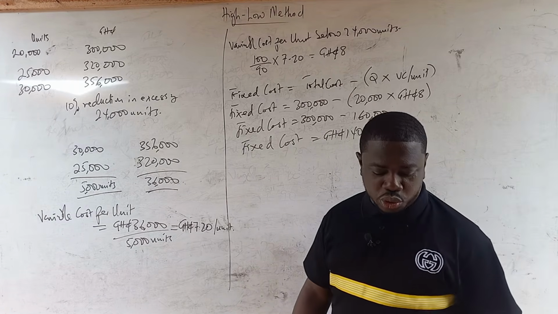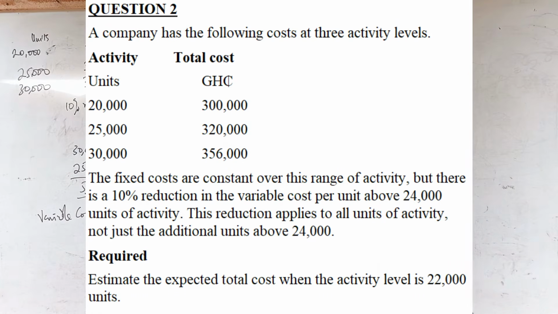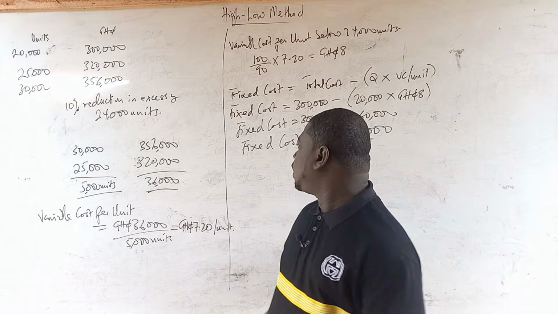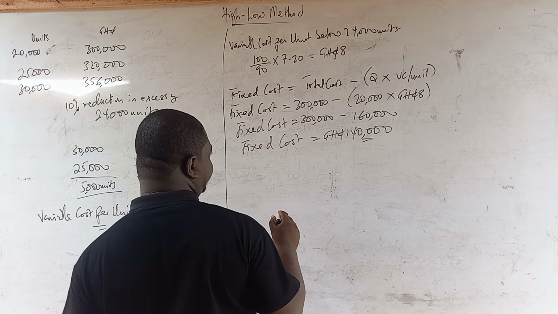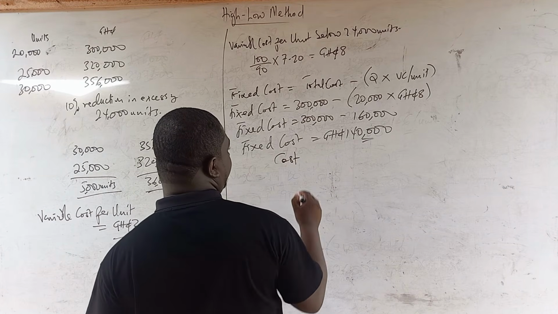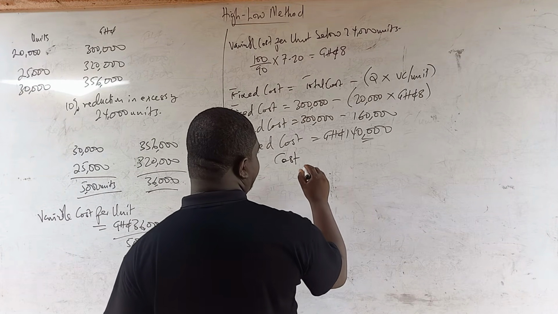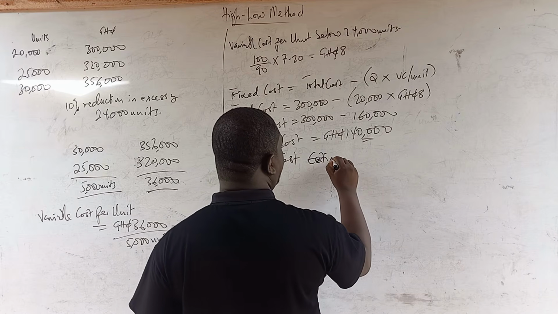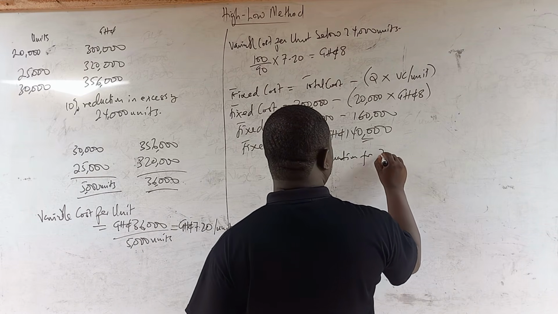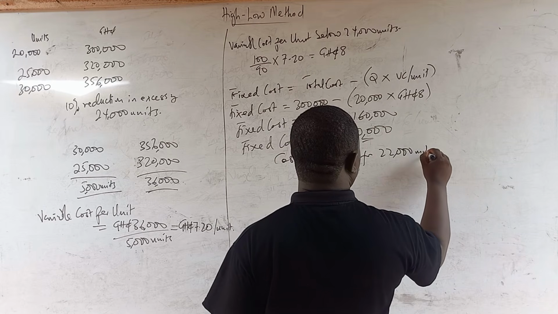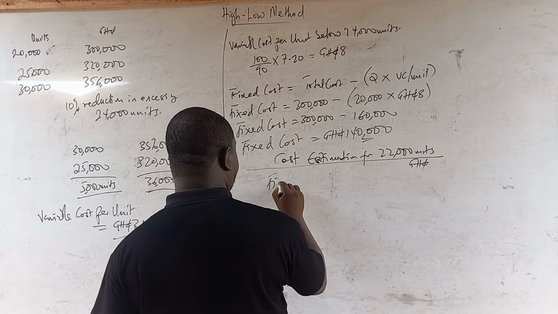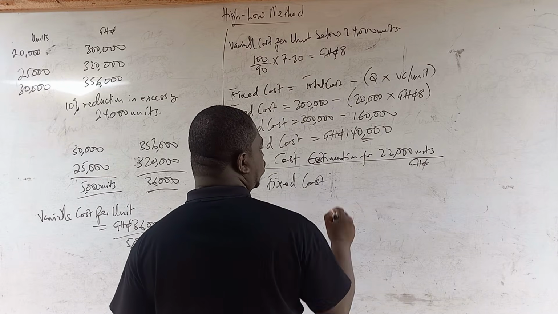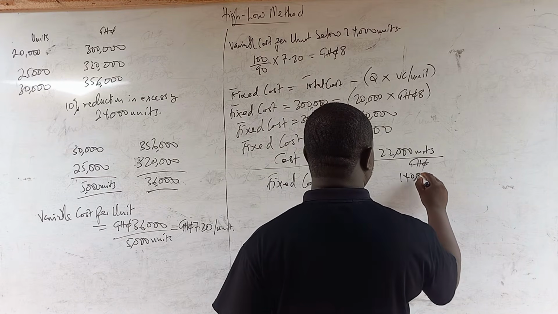Now the question says we should find the total cost when the activity level is 22,000 units. So to find your total cost, let me use the tabular way, or the representation way. Cost estimation for 22,000 units. We begin with our fixed cost. So the fixed cost is 140,000.